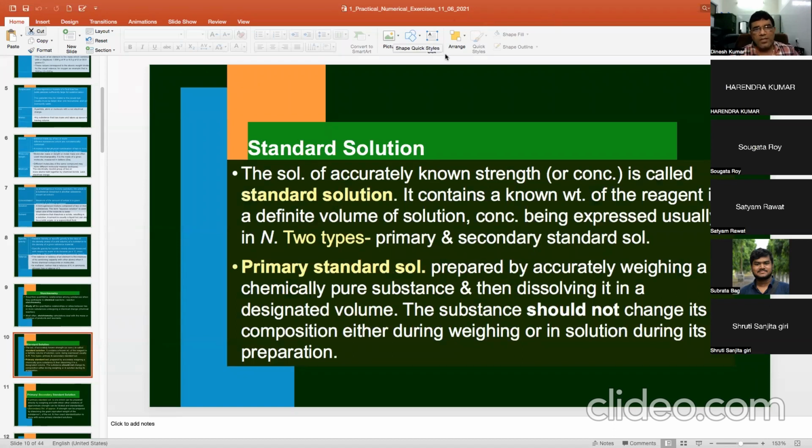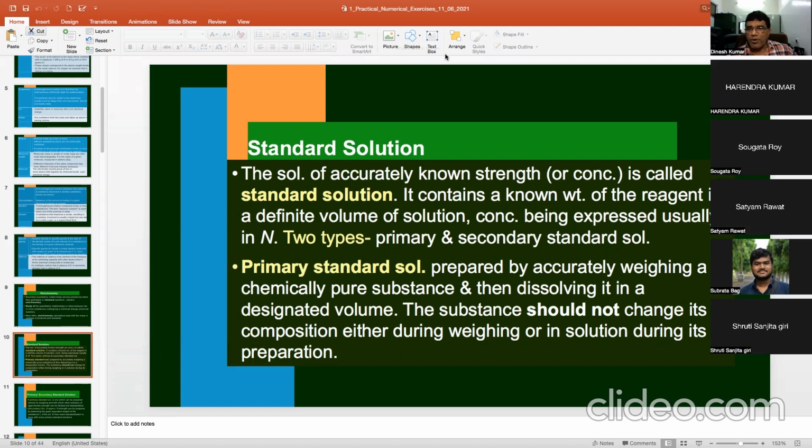Now you see there are different ways to express the concentration of a solution. One way is based upon equivalent weight, or maybe based upon molecular weight, and many more. So we start with the standard solution. So what is a standard solution? A solution of accurately known strength, meaning concentration, is called a standard solution. It means a solution for which we know the strength.